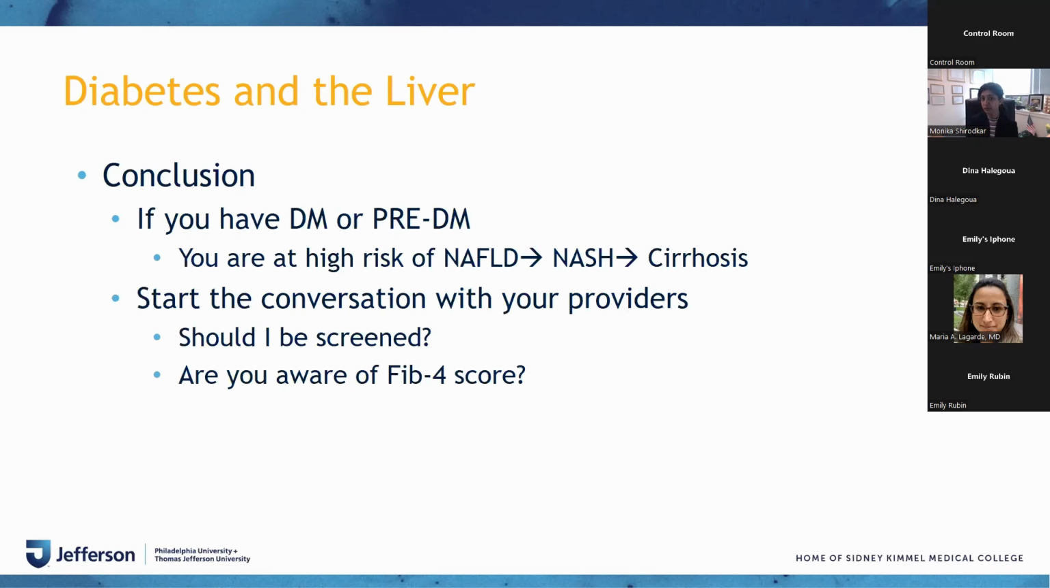You can ask them, have you heard of the FIB-4 score? Or is this something that we can just plug in some of my lab values and see what my risk status is? And then also see if there's some imaging in the system. Many patients have CAT scans for other medical conditions, and oftentimes there'll be a comment on there about fatty liver that may be overlooked because the CAT scan was done, maybe for a kidney stone or something.